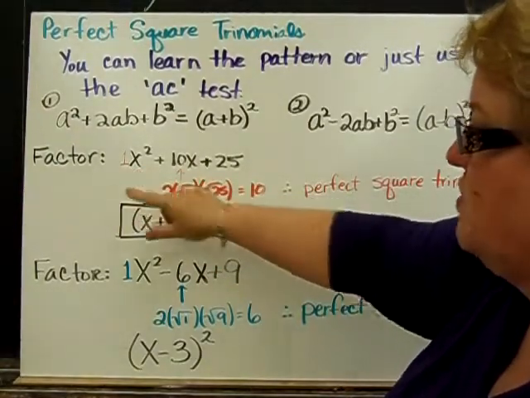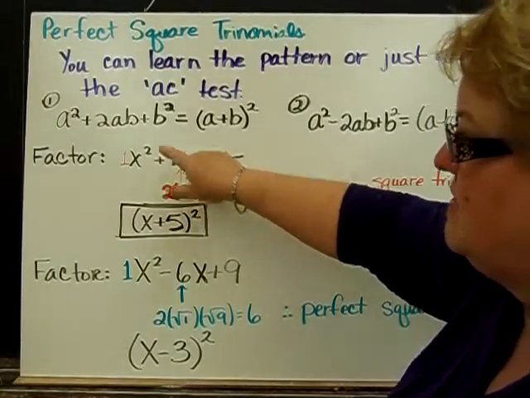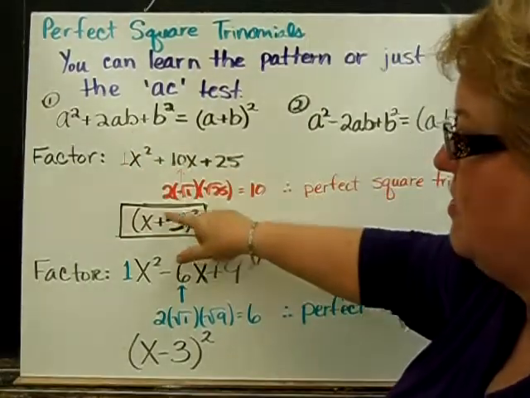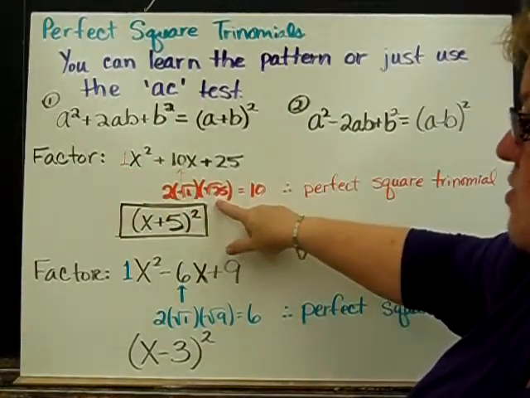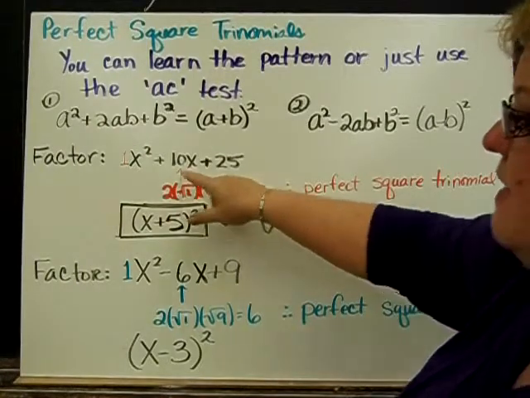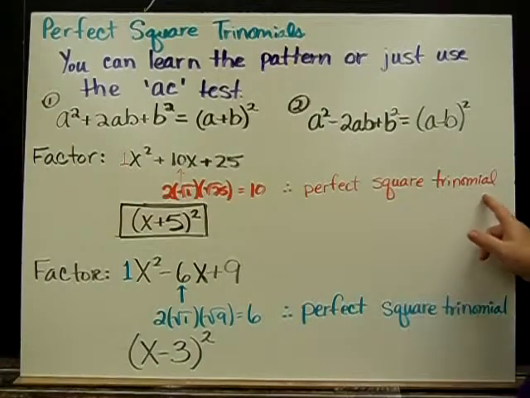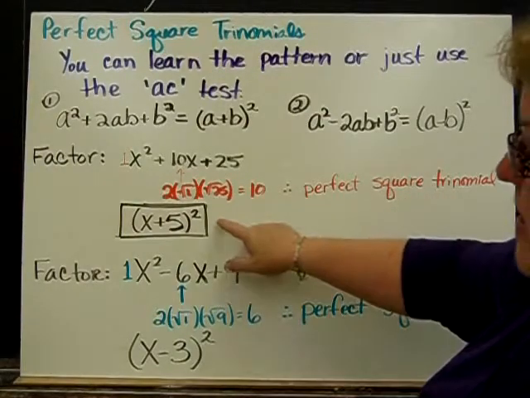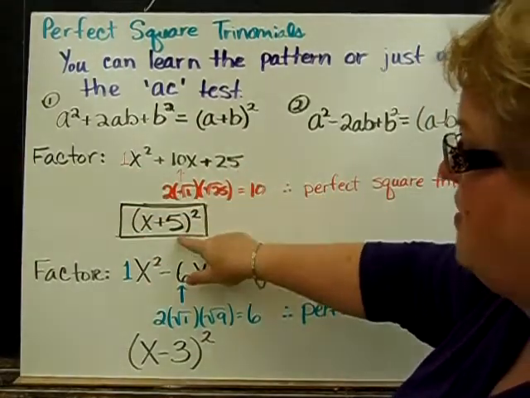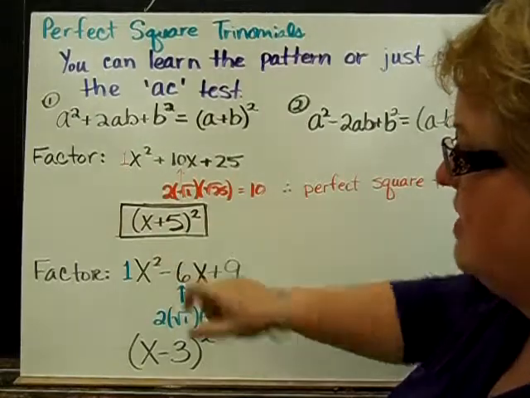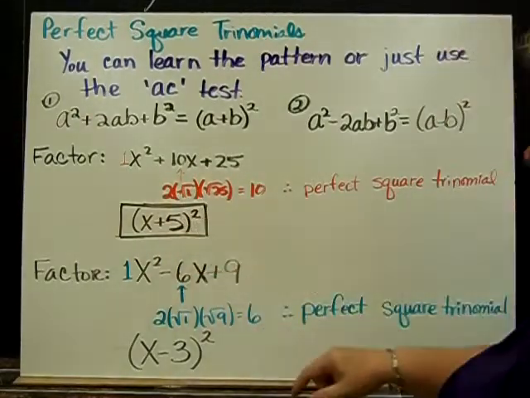1x squared is a perfect square, 25 is a perfect square. I want to check to see if this fits the 2ab pattern. So I have 2 times the square root of 1 times the square root of 25, which gives me 10. This is 10, and 10 is what I'm looking for, so that tells me that this is a perfect square trinomial, and I can factor it this way. The square root of this term would be x. The square root of 25 is 5. These are both plus, so that's a plus.